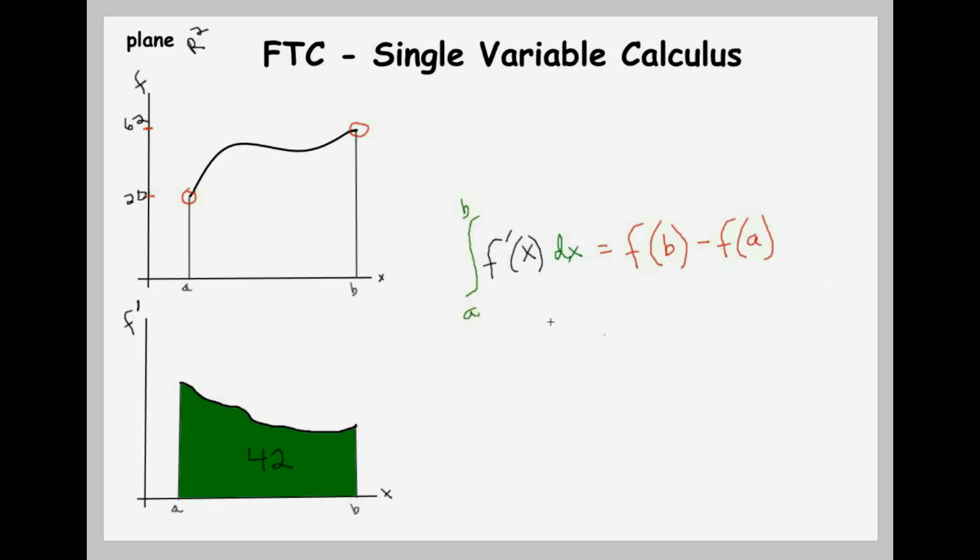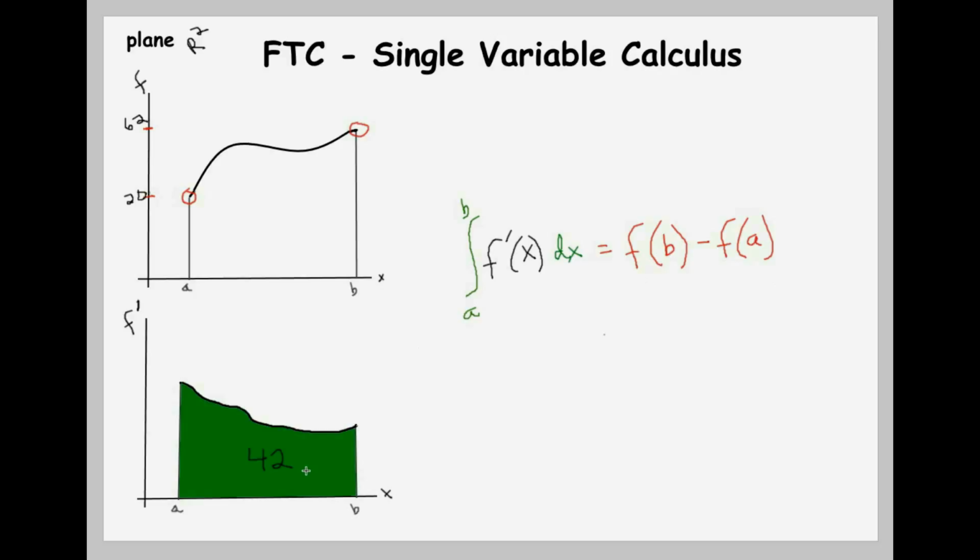What it says is, in black, if we start with the derivative of the function, f prime of x, and then in green we move to integrate that function from a to b, the fundamental theorem says that the answer is equal to, in red, the value of the function at b minus the value of the function at a. So the answer is associated with the boundary.